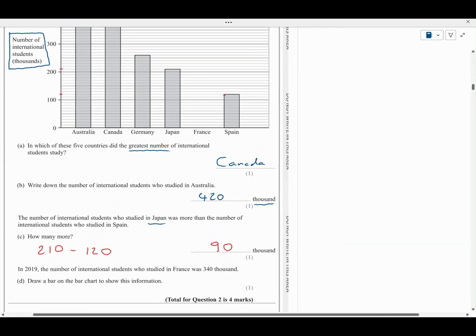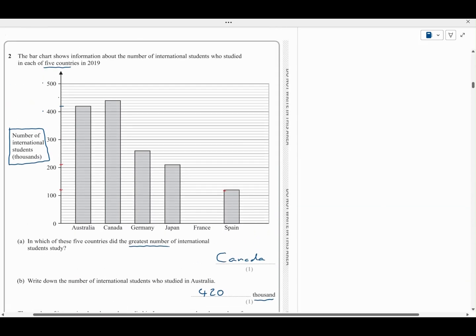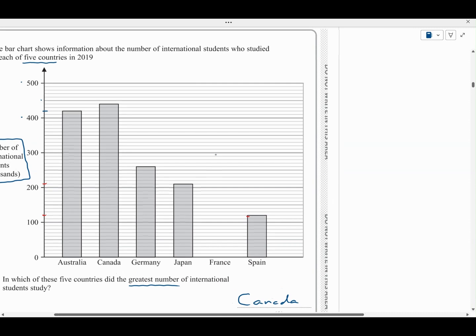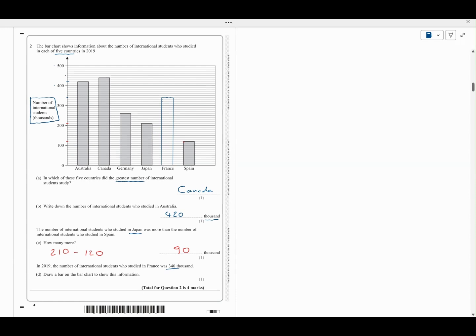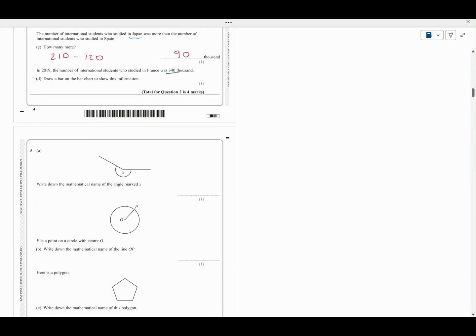In 2019, the number of international students who studied in France was 340,000. Draw a bar chart to show this information. 340,000. So France, 310, 20, 30, 40. So my bar is going to go up to there. And so I'm thinking that that is what my bar is going to look like, going up to 340,000. And that is question 2 done. Let's move on and have a look at question 3.